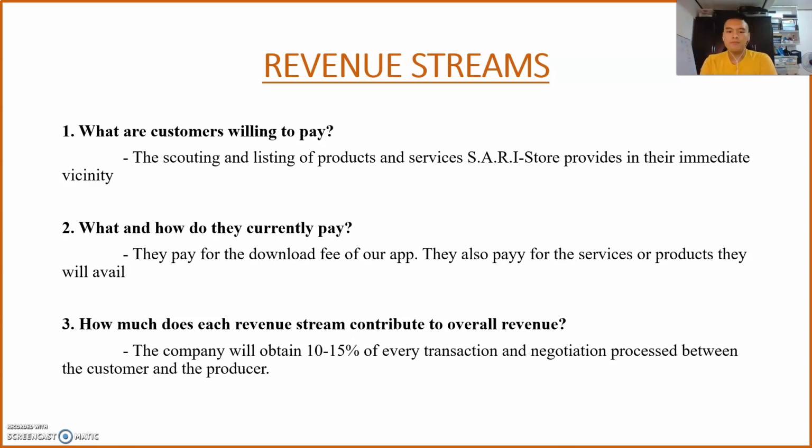Next, how do they currently pay? They can currently pay through GCash or other online banking apps. And what will they pay? They will pay for the download fee of our app. So our app needs a download fee, and they will also pay for the services or products they will avail. In this last sentence, it might be a little vague, but it is in connection with the third item.